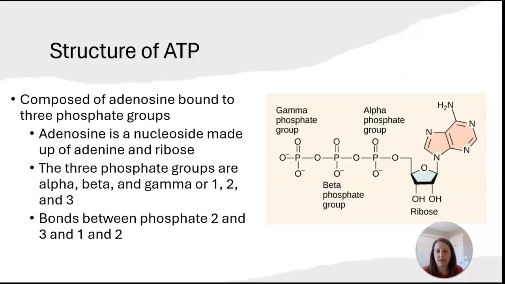So again, I already mentioned this, but here's the structure. So again, it's composed of adenosine. So adenosine is a nucleotide made up of adenine and this sugar here called ribose, and then 3 phosphate groups. And again, you can label them 1, 2, and 3, or alpha, beta, gamma. Either way is perfectly fine. It's that terminal third or gamma phosphate that represents the transfer of energy. So that last phosphate group can come off and can be put on and can come off and can be put on. And when that happens, that energy is being transferred. So let's take a peek at that.